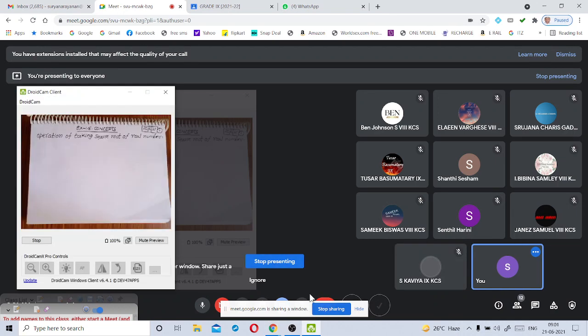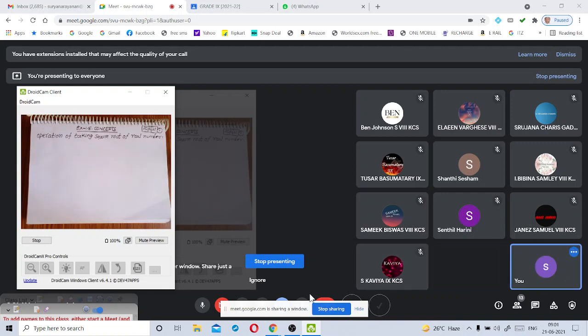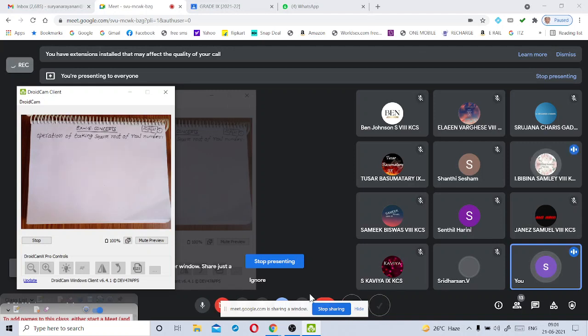What is the value of the square root of 4? Sir, two. Square root of 9? Sir, three. Square root of 16? Sir, 8. Not 8. Square root of 16 is 4.